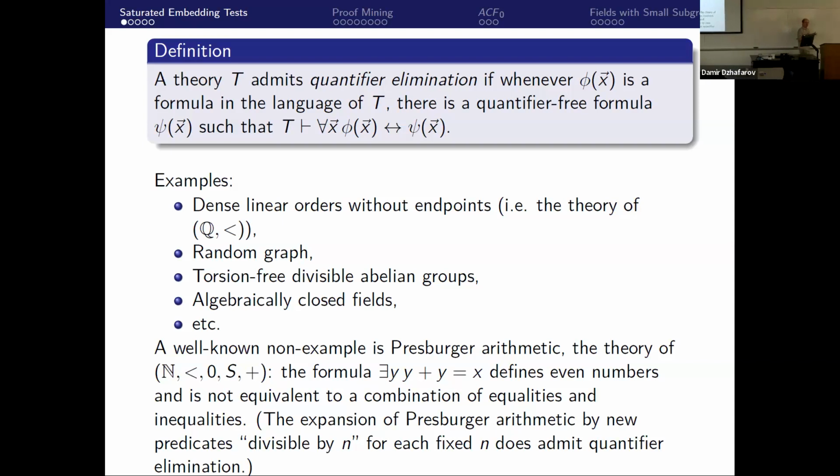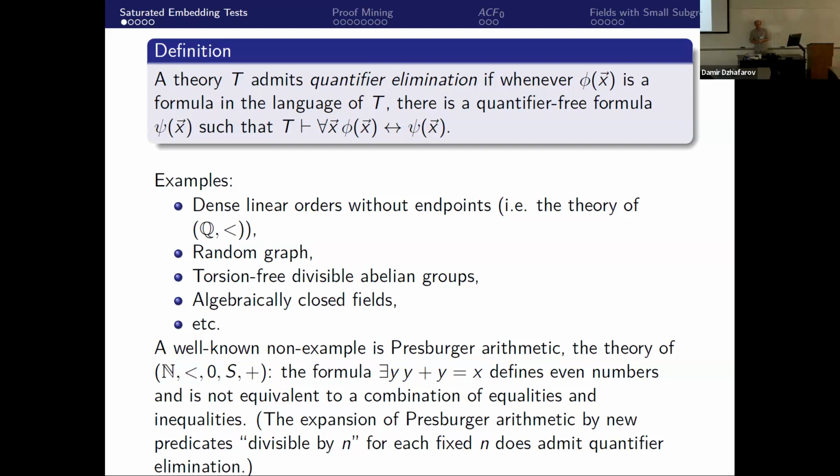So the result that many of you have seen proven is that if you add unary predicates that express divisibility by n for each natural number n, then the theory admits quantifier elimination. And so most often when we talk about quantifier elimination, we really want results like what we have about Presburger.